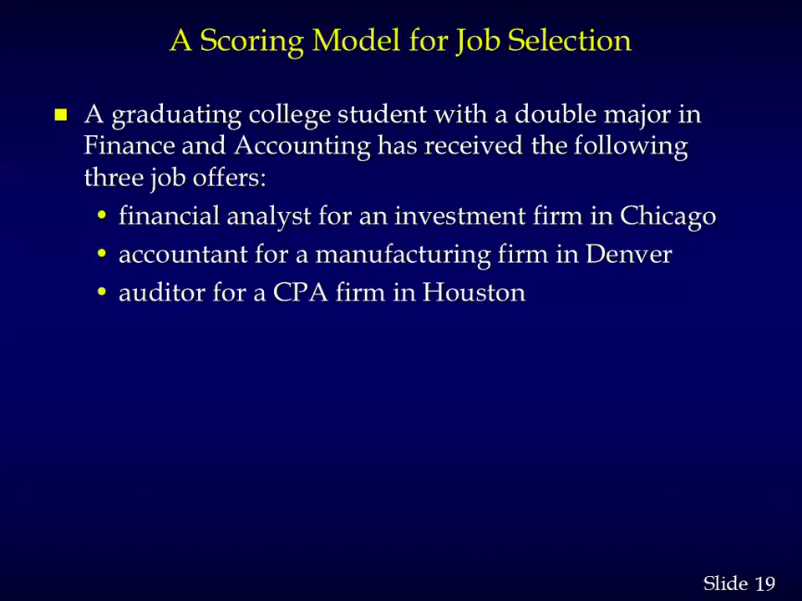A scoring model is a way of looking at a finite number of alternatives. The type of thing that we looked at earlier was continuous variables. On the other hand, when we have a finite number of alternatives and a finite number of criteria, we can use some type of scoring. To illustrate this, we're going to look at a scoring model for job selection. Suppose a student with a double major in finance and accounting has received the following 3 job offers: a financial analyst for an investment firm in Chicago, an accountant for a manufacturing firm in Denver, and an auditor for a CPA firm in Houston. Which one should they select?